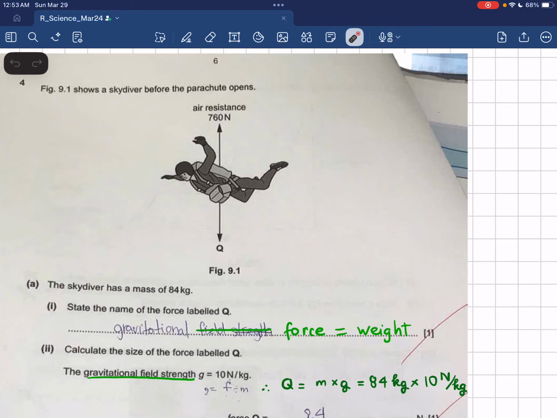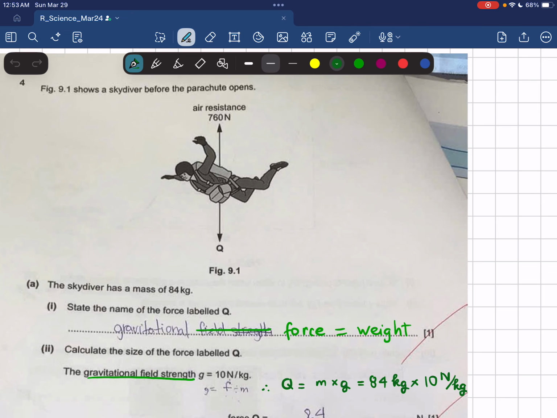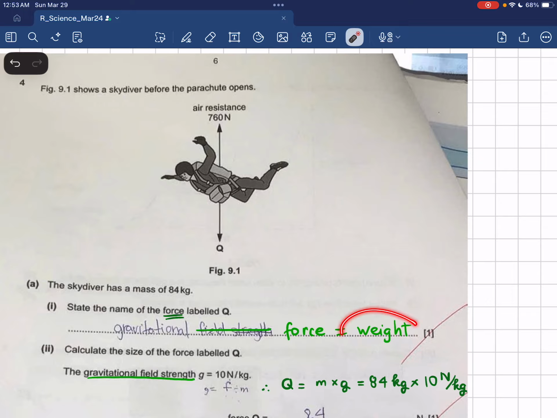A. The skydiver has a mass of 84 kilograms. They ask to state the name of the force labeled as Q. So we can see that this one is the force. Okay, so this one itself is a force, and that should be the gravity, right? The gravitational force. Or we can also call it the weight. And that's the force that's pulling the skydiver down to the route.